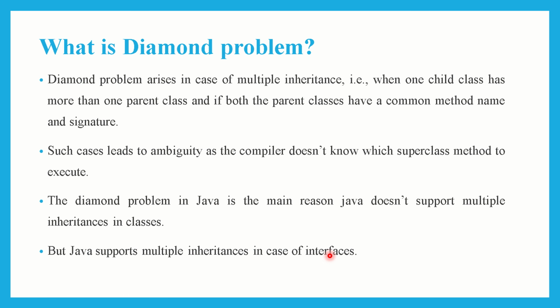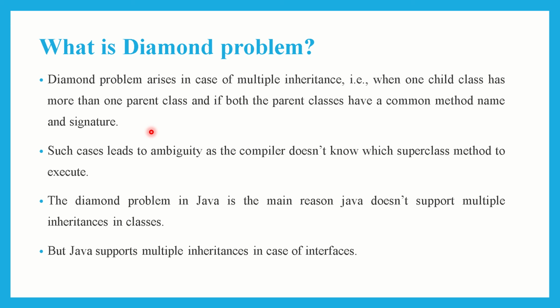Now let's move on to the next question, which is a very important one. What is the diamond problem? If you remember, Java does not support multiple inheritance, right? The diamond problem arises in case of multiple inheritance. What is multiple inheritance? When one child class has more than one parent class, and both the parent classes have a common method name and signature. So if there is a class A and a class B, and class C is trying to extend both class A and class B, and both have the same method.